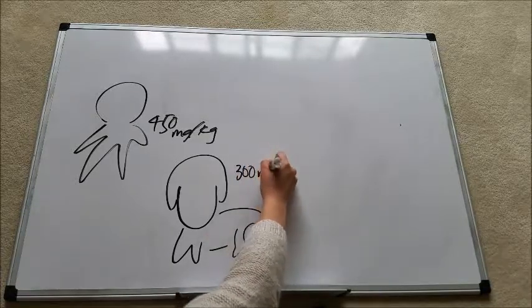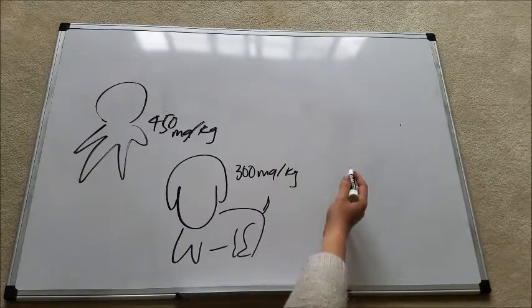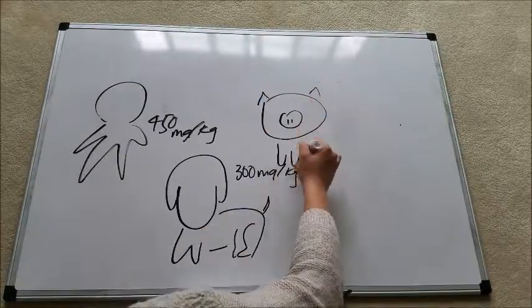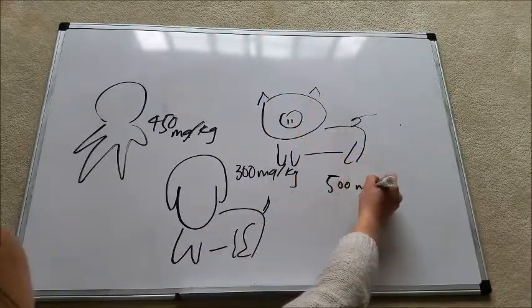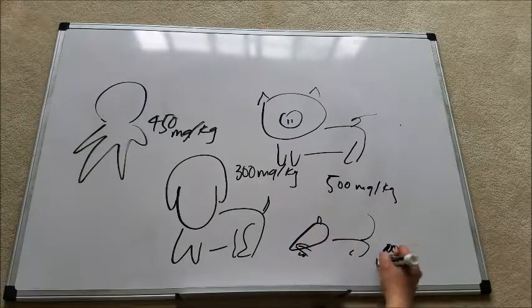For humans, the lowest reported lethal dose is 450 milligrams per kilogram. For dogs, the lowest reported lethal dose is 300 milligrams per kilogram. For pigs, the lowest reported lethal dose is 500 milligrams per kilogram. For rats, the lowest reported lethal dose is 100 milligrams per kilogram.